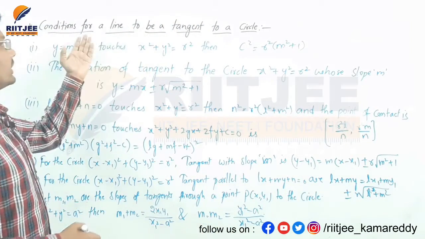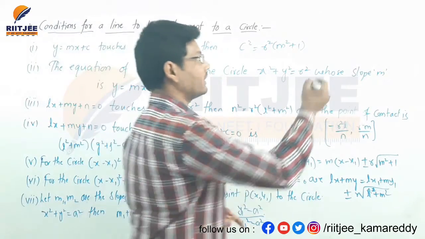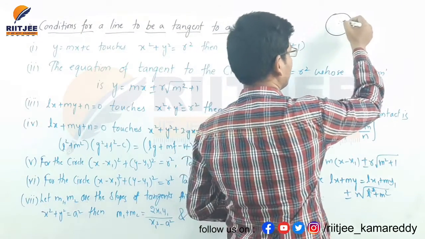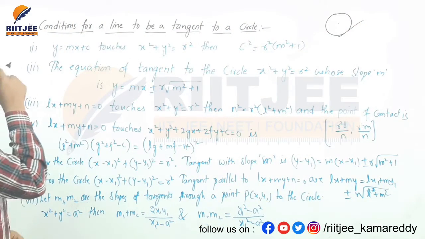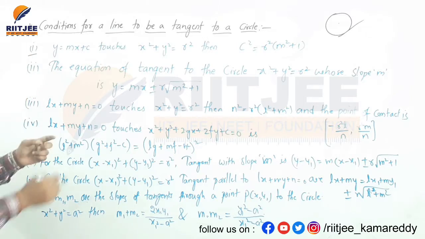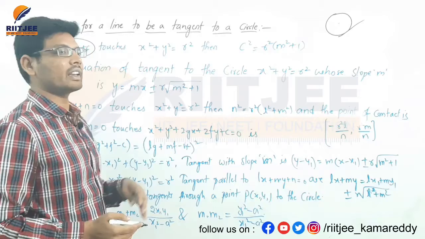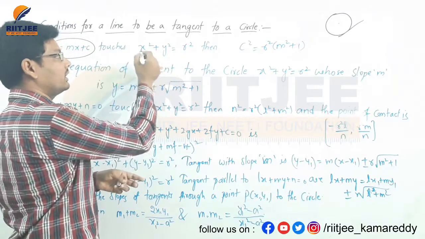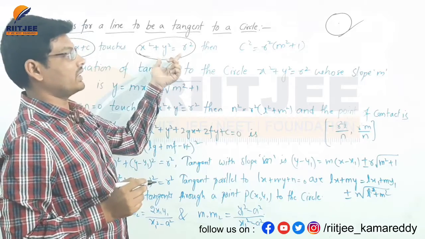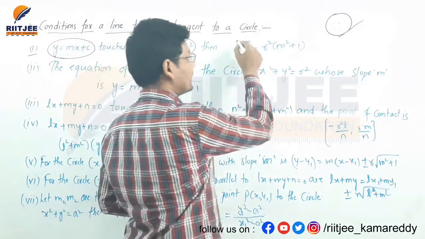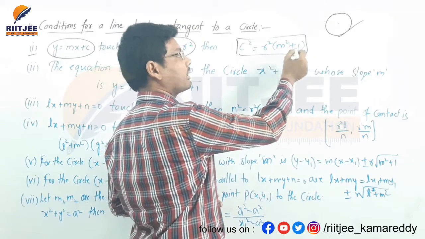And these are the conditions for a line to be a tangent to a circle. The first one is y equal to mx plus c, a line touching the circle which is centered at the origin. This is the standard form of circle. Then the condition for a tangent is c square equal to r square times (m square plus 1).